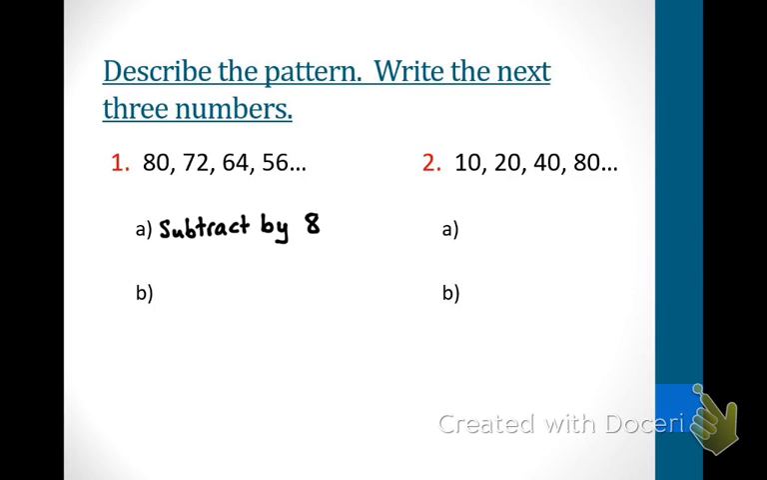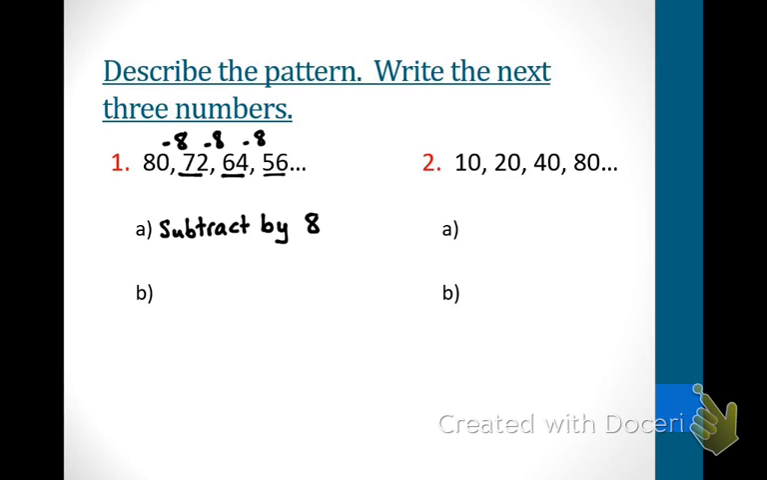For each time that you figure out what the pattern is, I want you to double check it, okay? So she thinks it's subtract by 8. Let's just try this out. What's 80 minus 8? 72. Okay, that is 72. What's minus 8 again? 64. What's minus 8 again? 56. So you can see the pattern that she came up with does work.